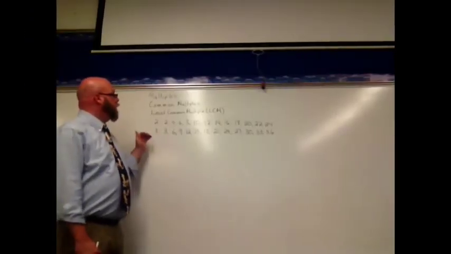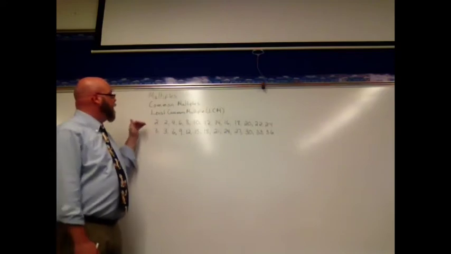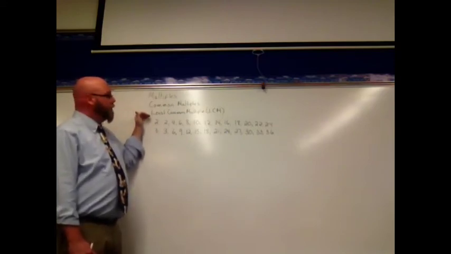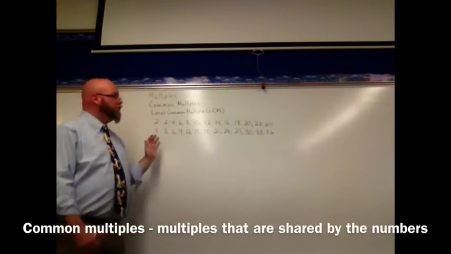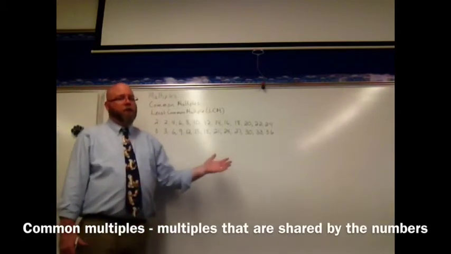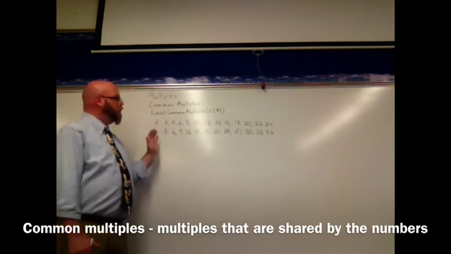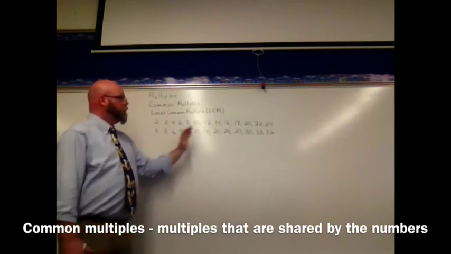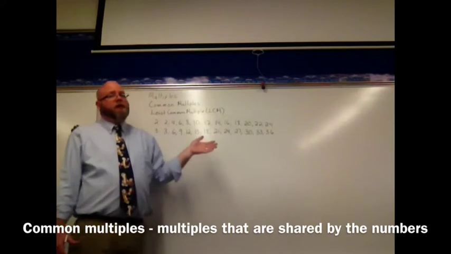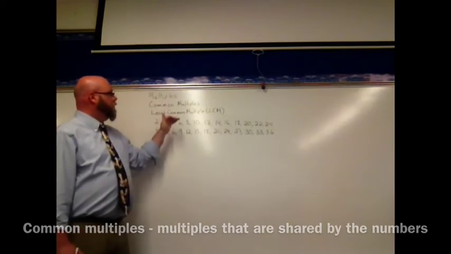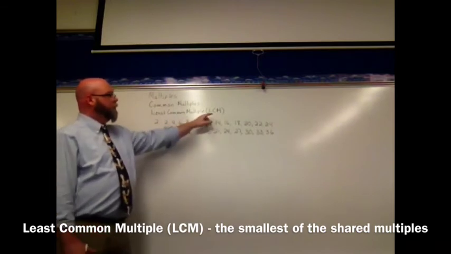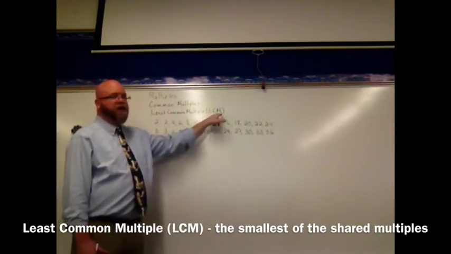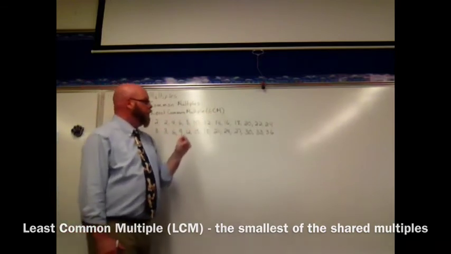Another term that we hear when we talk about multiples of any number are common multiples and the least common multiple. Common multiples are when numbers share a multiple. What do you mean by share? Well, we'll see in a second. But they share a multiple. They have a multiple in common. The least common multiple is when that number is the smallest. Sometimes you'll see the least common multiple referred to as the LCM, the least common multiple.